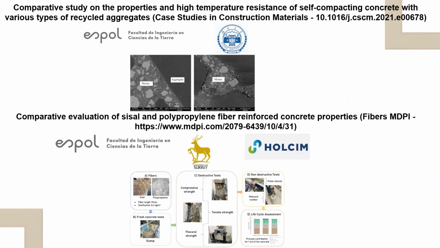And also the comparative evaluation of sisal and polypropylene fiber reinforced concrete properties, that is already published. This is a collaboration between SPOL, University of Zurich, United Kingdom, and also Holcim, Ecuador. In this case, we have studied different types of fibers with different lengths. Then we made studies on fresh concrete tests, compressive strength, tensile strength, flexural strength, and at the end non-destructive tests like pulse velocity and rebound number, in order to give some recommendations.